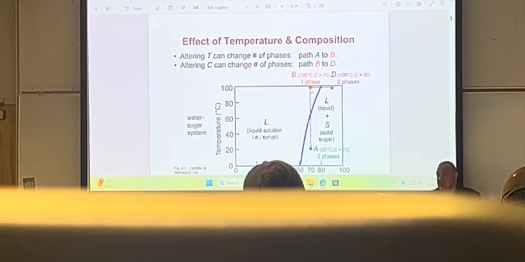If we want to change the number of phases in that boiling water or close to boiling water, we can add more sugar. We keep adding more sugar, and what happens is sugar precipitates. And we have two phases. We have liquid syrup and we have sugar. Any questions about this concept?